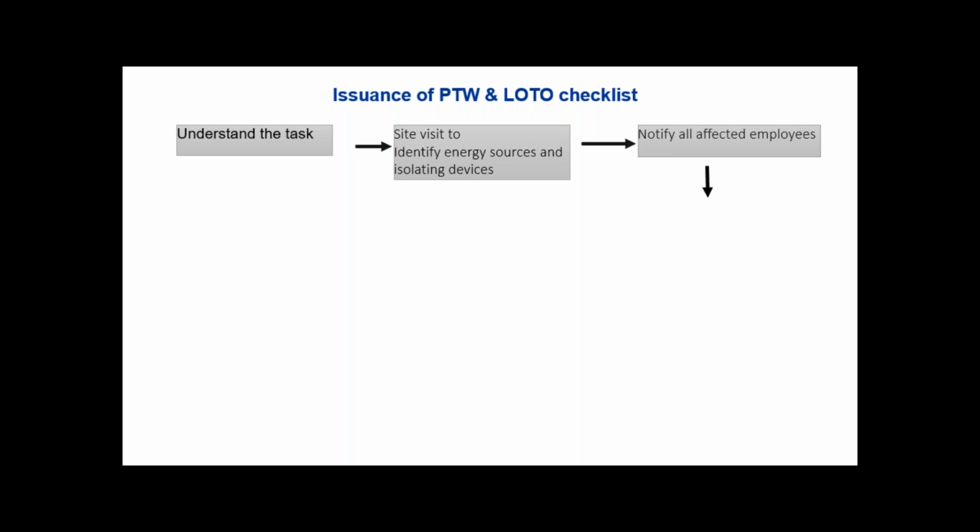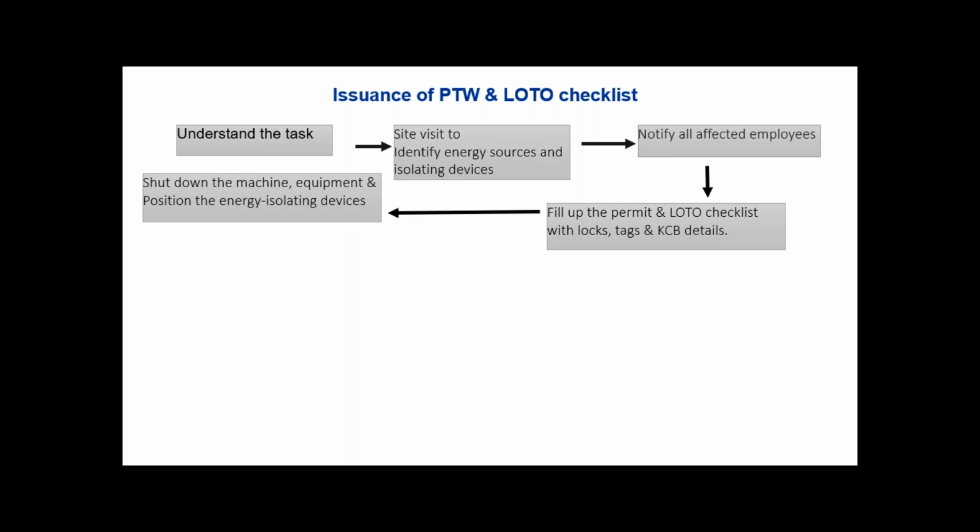Then after identifying these affected employees, you have to fill up the permit and LOTO checklist with locks, tags, and KCB details. So you should identify which types of energy sources, which types of affected employees, and then you have to fill that permit to work system. You have to fill the LOTO checklist and which types of locks, which types of tags, and which types of keys are available in the organizations.